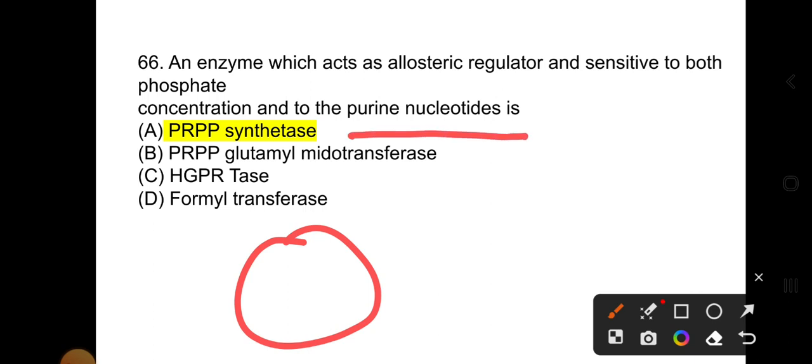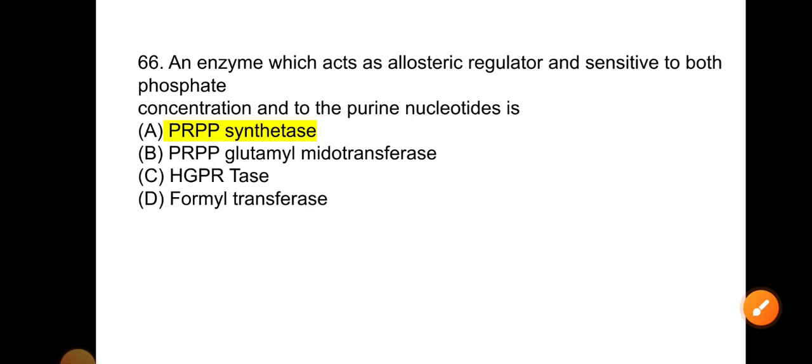So as to decide whether the cell should go for de novo pathway or not. See, in salvage pathway you utilize the broken fragments of purine nucleotides. So whatever was in the cell, you will form a new nucleotide from that only. But in case of de novo pathway, you have to assemble everything from scratch. Therefore, it is a very much controlled process.